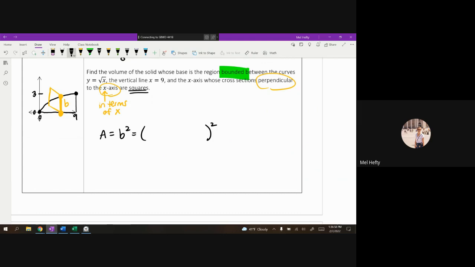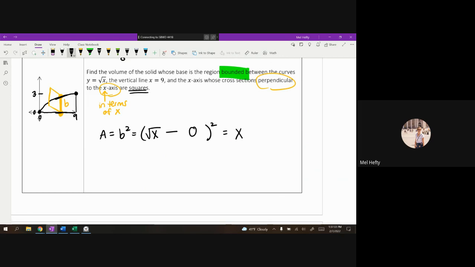What is our top function up here? The square root of x. And what is our bottom function down here? Yeah, it's the x-axis or y equals 0. You're going to see me throughout the unit doing a lot of subtracting 0 to remind myself to subtract. If you want to just do the square root of x, that's fine. I'm going to simplify this. This is the square root of x quantity squared. That's x.